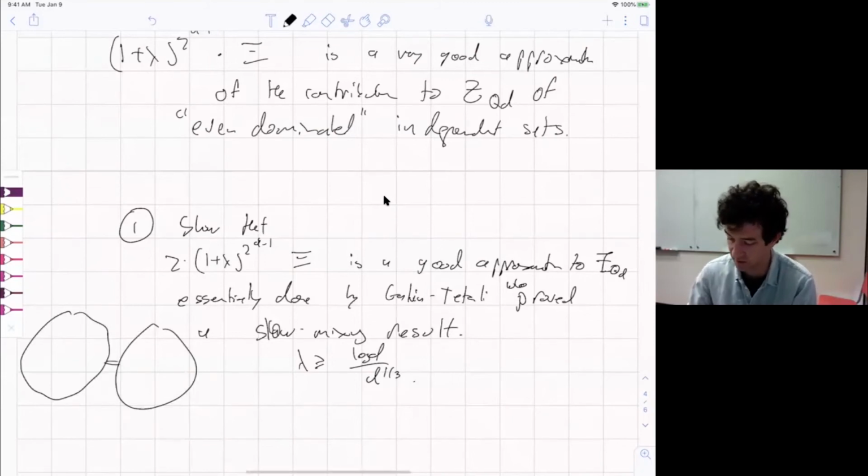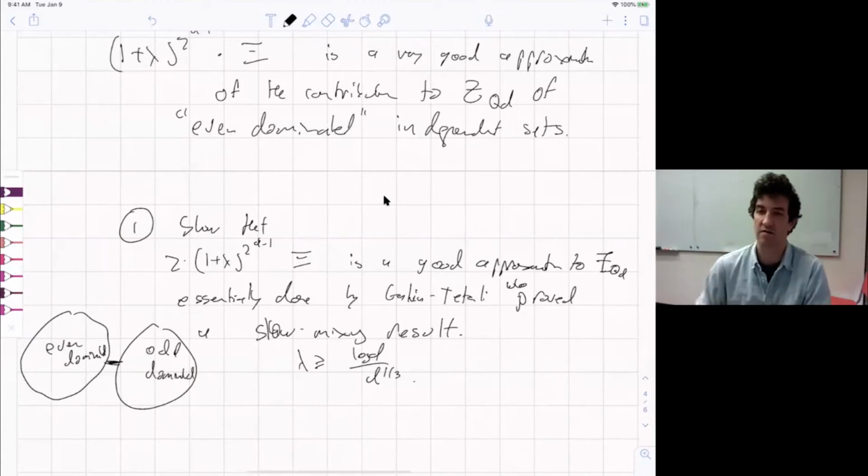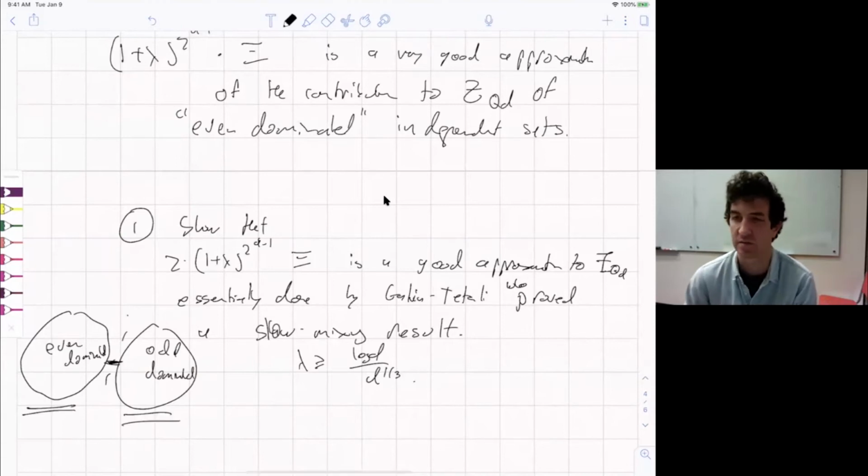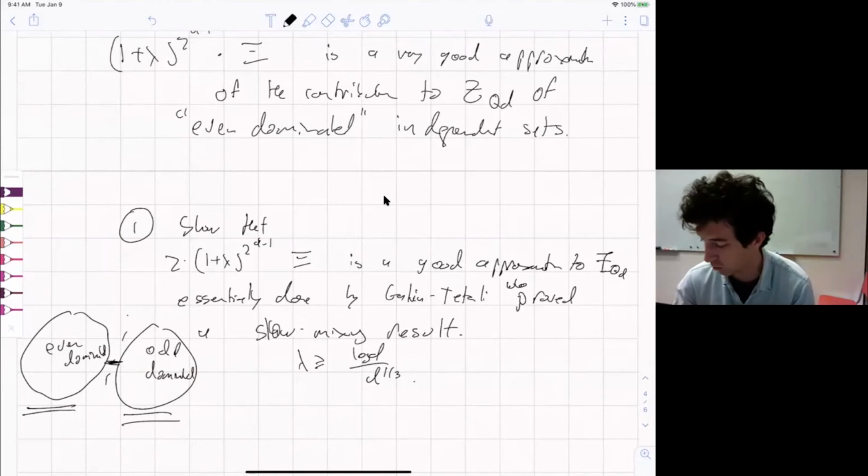So even dominated, odd dominated. There's an exponentially small cut here of mixed independent sets, or balanced independent sets. And so really we can cut through that and just approximate this partition function and this one and add them together. Okay, so that's step one.